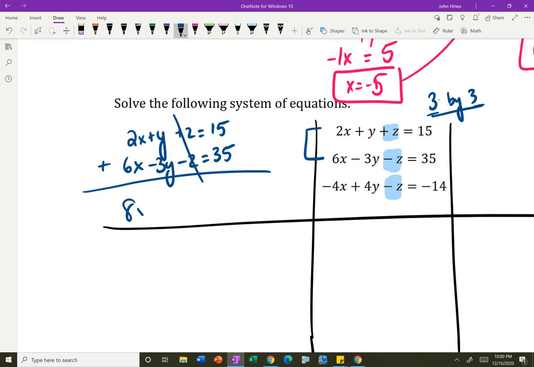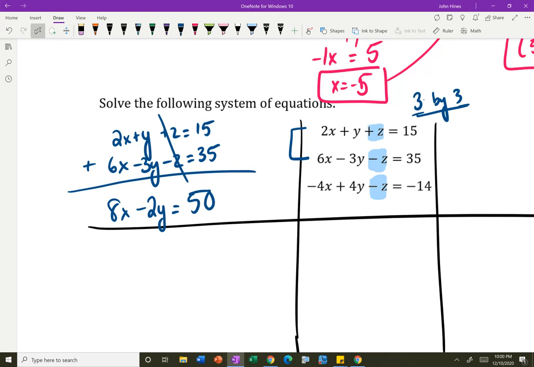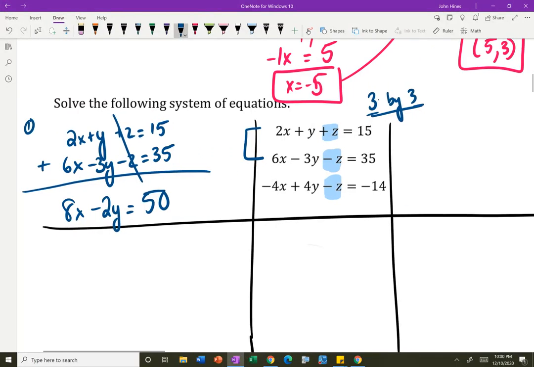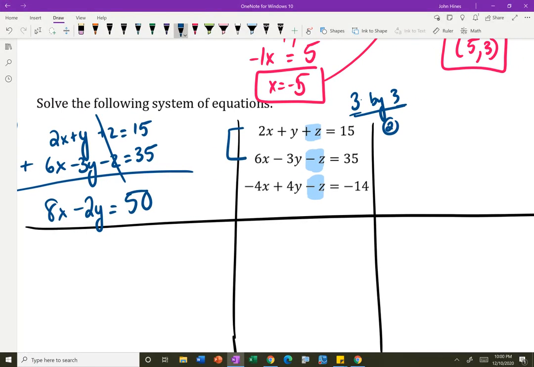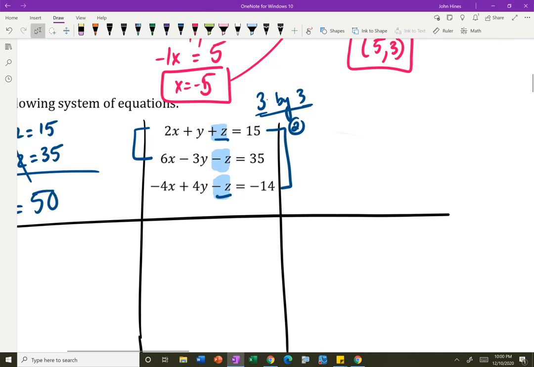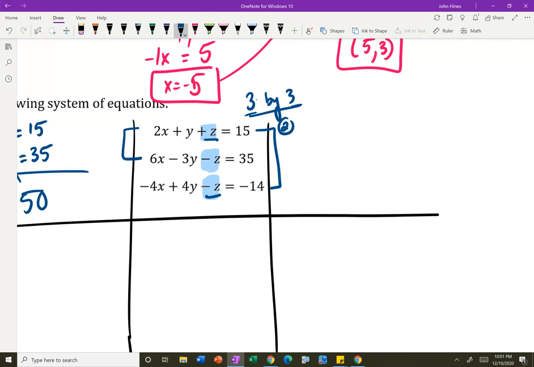So now I'm just left with an equation with 2 variables. 8x minus 2y equals 50. Be careful when you're adding. Watch out for your negatives and your positives. So that's step 1 over here. Step 2 is over here where we do the same thing. We still have to get rid of z. On the left-hand side, I got rid of z. I've got to pick 2 different equations and get rid of z again. So my best choice here is to use the top and bottom, because I have z and negative z again. So let's use the first and the third equation, the top and the bottom.